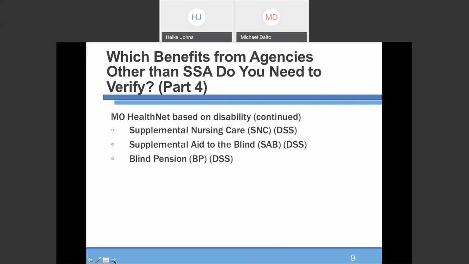3 other ways to get MO HealthNet that are based on disability are supplemental nursing care, SNC, which DSS can verify, supplemental aid to the blind, or SAB, and blind pension, or BP, and DSS can verify both of those as well.